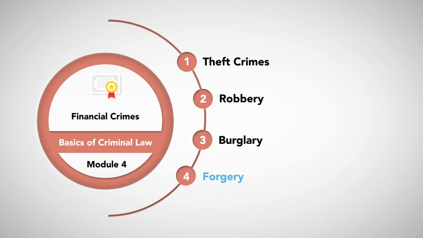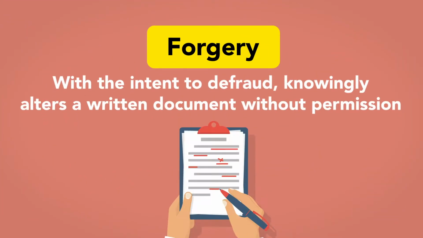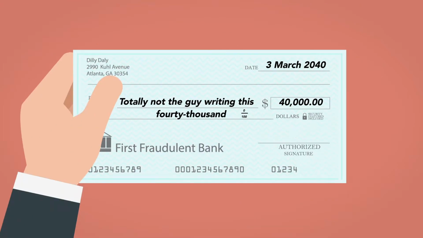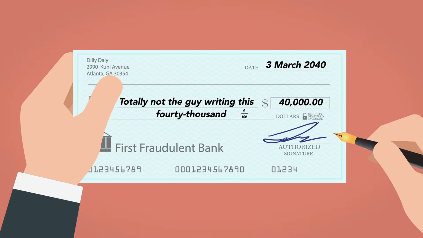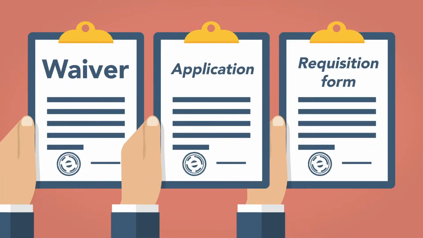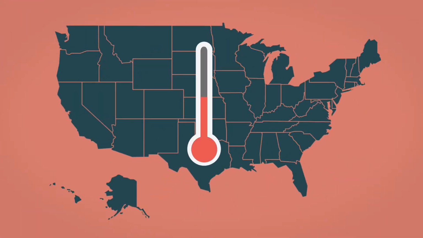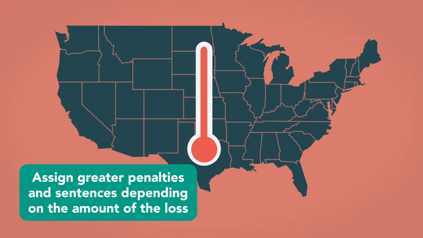Forgery. Forgery occurs when someone with the intent to defraud knowingly alters a written document without permission. Forgery is often committed by the use of a fraudulent check, but it includes other types of writings as well. Many states distinguish between degrees of forgery and assign greater penalties and sentences depending on the amount of the loss.